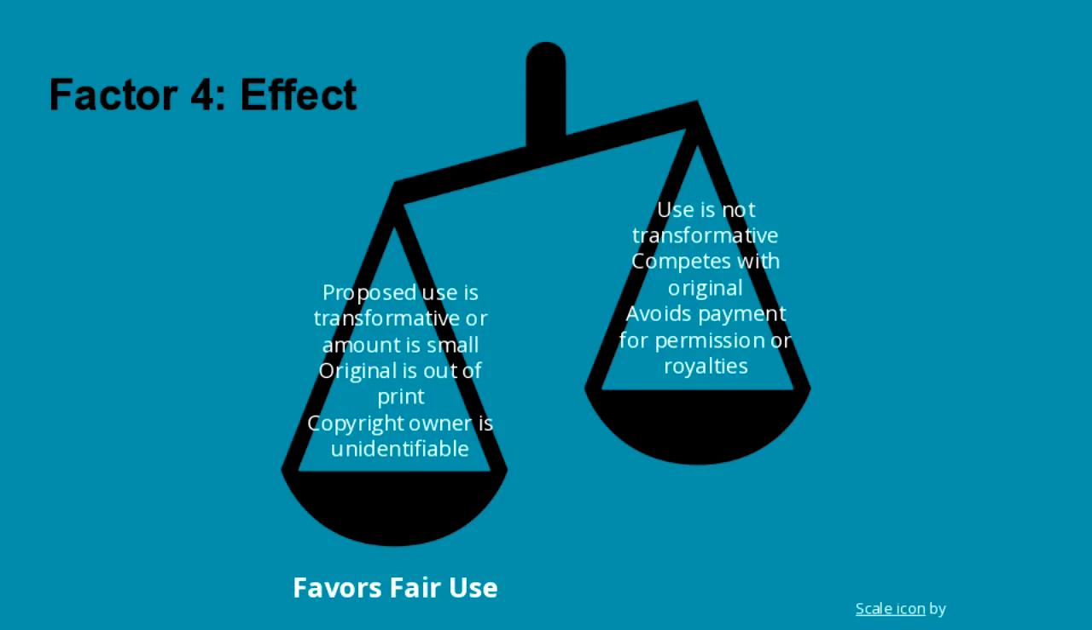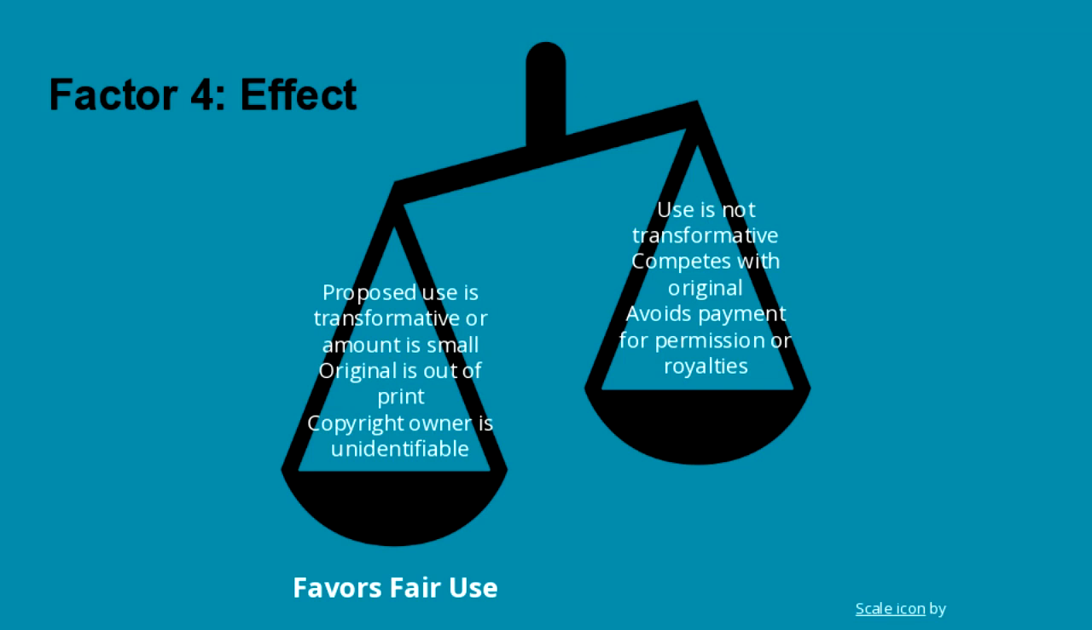If the original is out of print, you can make a fair use argument because it does not have an effect on the market. The book's not available. So obviously you can't be taking away from the marketplace. If the copyright owner is unidentifiable, there are these things called orphan works where nobody knows who owns the copyright to something. So you can make a fair use argument saying, I can't ask for permission, there's nobody to ask.